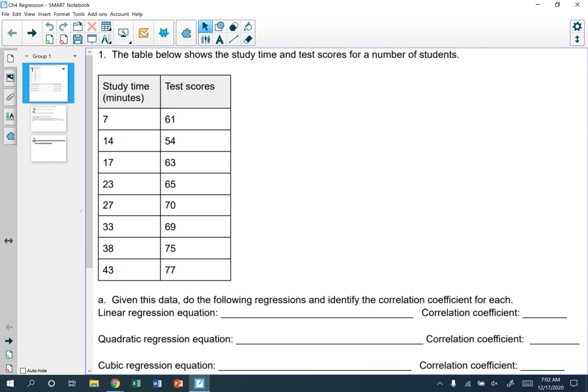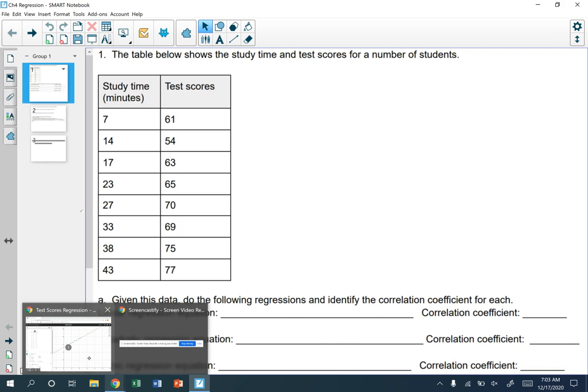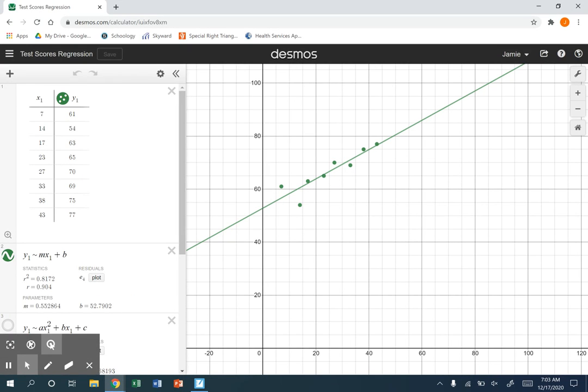Hey guys, this is the regressions lesson for chapter 4. So you are given this table, and then remember to run a regression, we're going to use decimals. I already have this all graphed. To get this table in there, we just hit this plus, then you go table, and then enter in all of your data. Then it tells us that we need to run linear, quadratic, cubic, and quartic regressions.